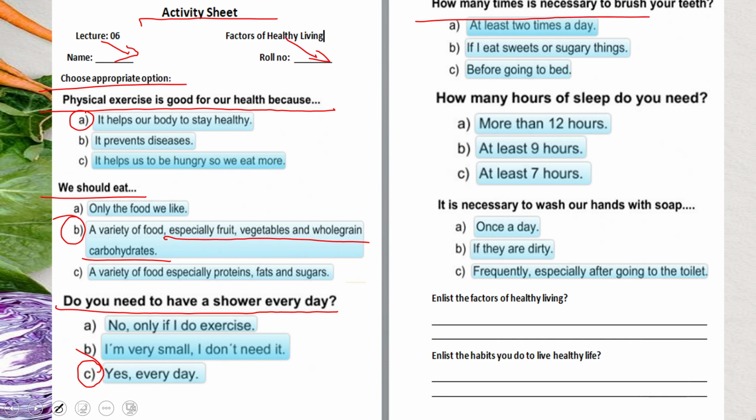How many times is it necessary to brush your teeth? At least 2 times a week. If I eat sweets or sugary things before going to bed. At least 2 times a day, in the morning and before going to bed.